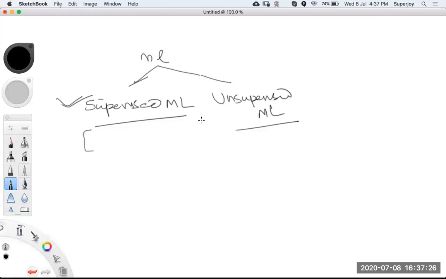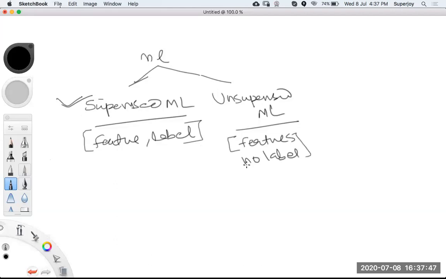In case of a supervised machine learning problem, your data will have features and a label. But in case of unsupervised machine learning, you only have features. There is no label, guys. Although in the basic definition we said that you will have features and a label, and using that you can find out the mapping function, now I'm a little more clear: in supervised learning you have features and a label, but in unsupervised learning you have only features. No label, guys.